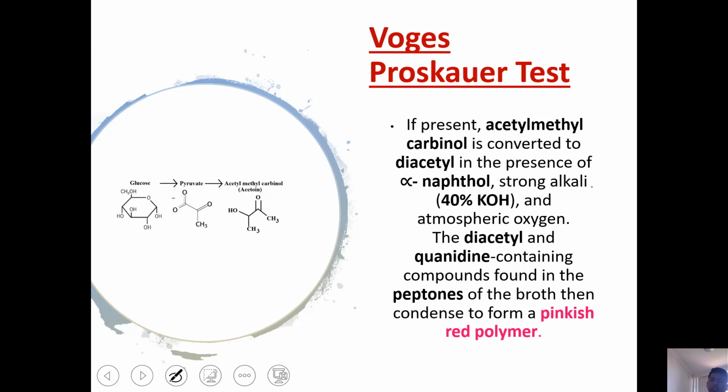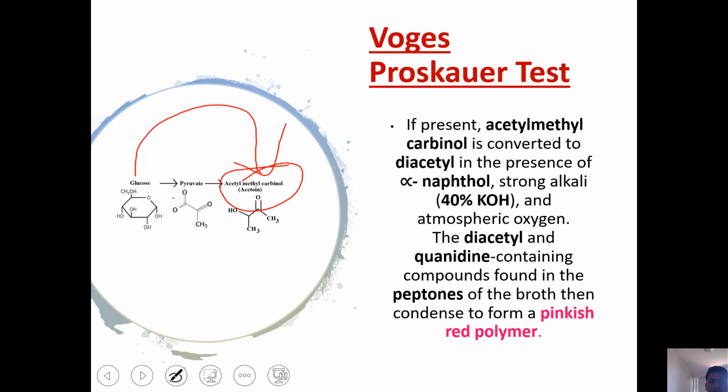Next is the Voges-Proskauer test. In the Voges-Proskauer test, we will be detecting whether the bacteria is able to produce acetyl methyl carbinol or not. The glucose will be converted into acetyl methyl carbinol. Some of the bacteria are responsible for converting the glucose into acetyl methyl carbinol, while others are not.